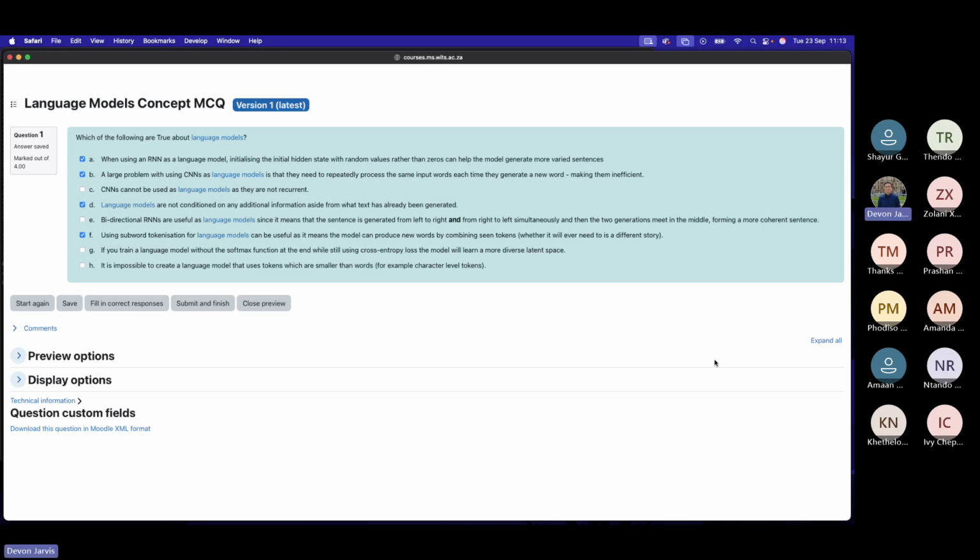Any disputes? Which ones are weird? Why are you guys smiling at me? Which one was nasty? Which one should I not ask again? Like, what should I not do in the next quiz? You think it's fine? Cool.